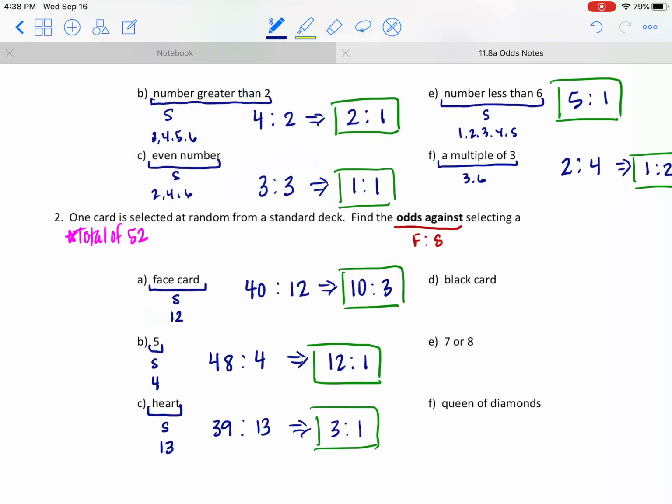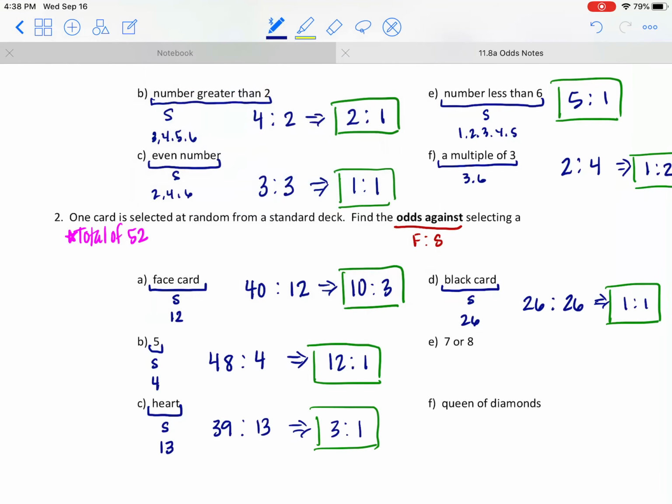Okay, how about selecting a black card? If a black card is a success, and there are 26 black cards, there are 26 successes. Well, the other 26 cards are not black, they are red, and so those are going to be 1 to 1. Oops, 1 to 1 odds when we reduce. 1 to 1.